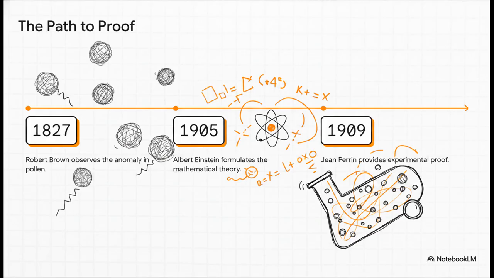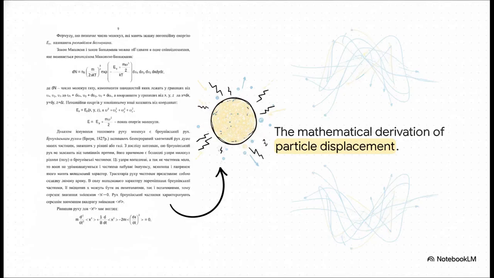That is, until the master detective himself enters the scene, a young Albert Einstein during his famous miracle year. It took almost a century from Brown's first observation in 1827 to get to Einstein's math in 1905, which then laid down the exact path for actual experimental proof just a few years later in 1909. And this brilliantly illustrates Einstein's genius.